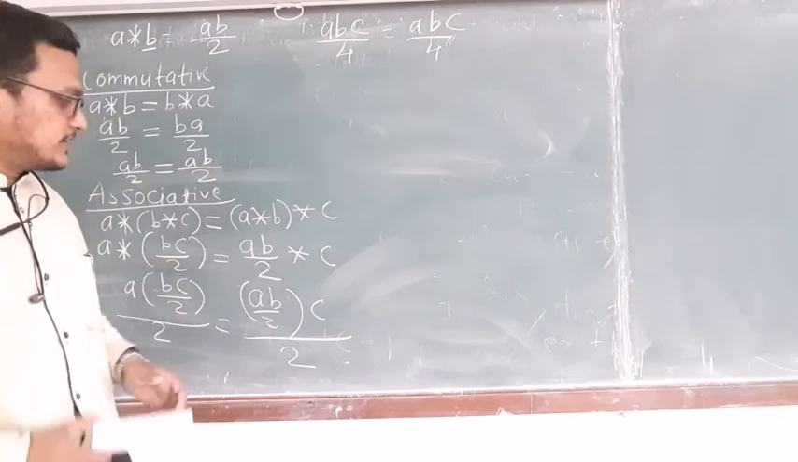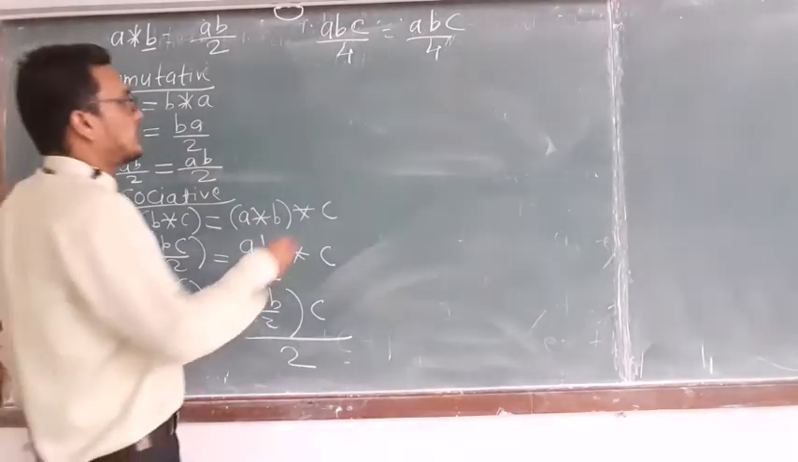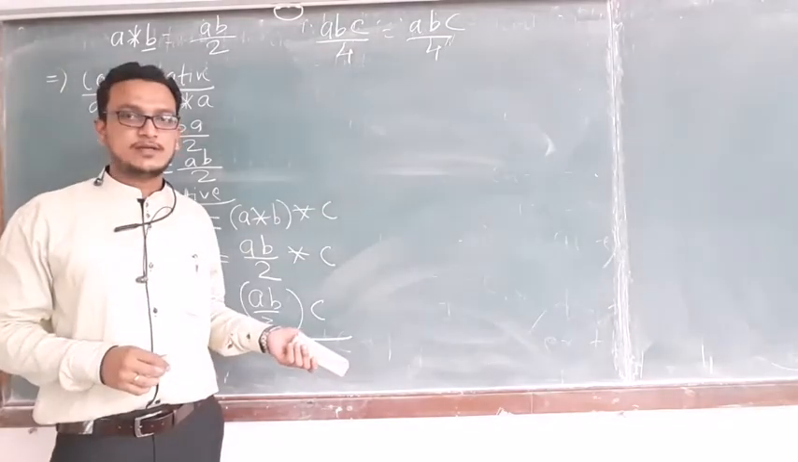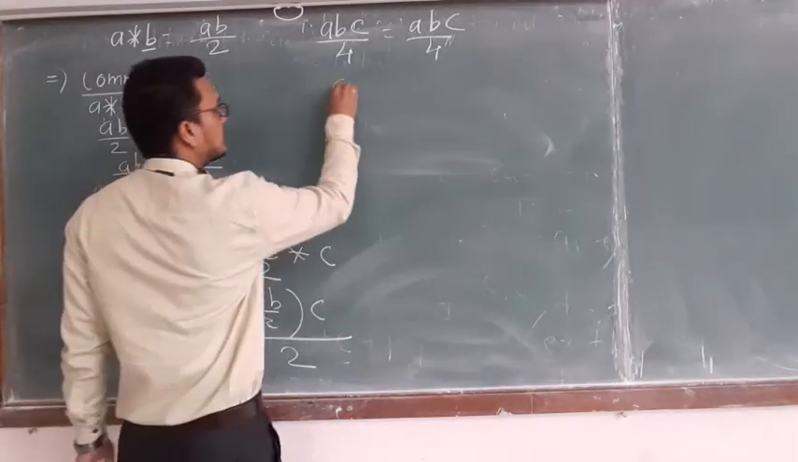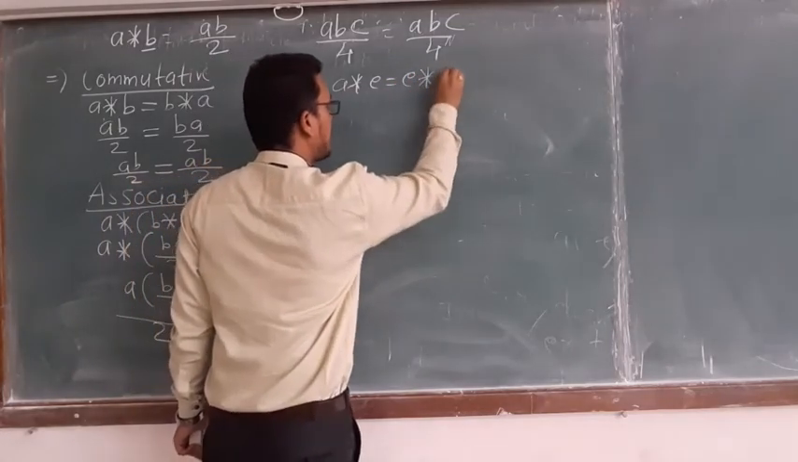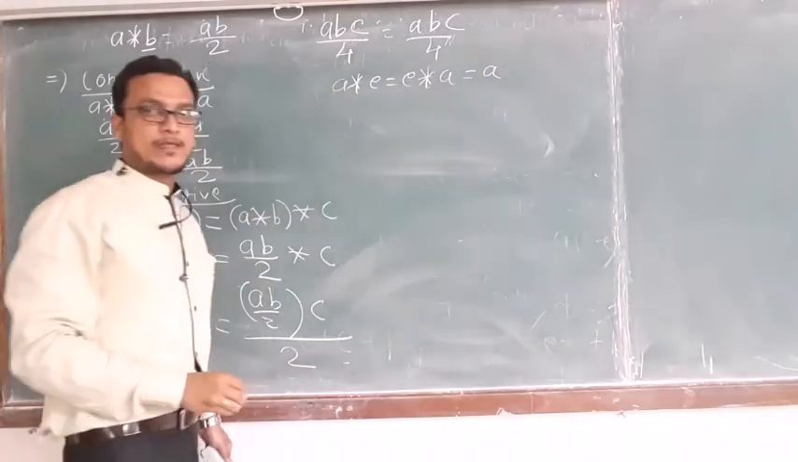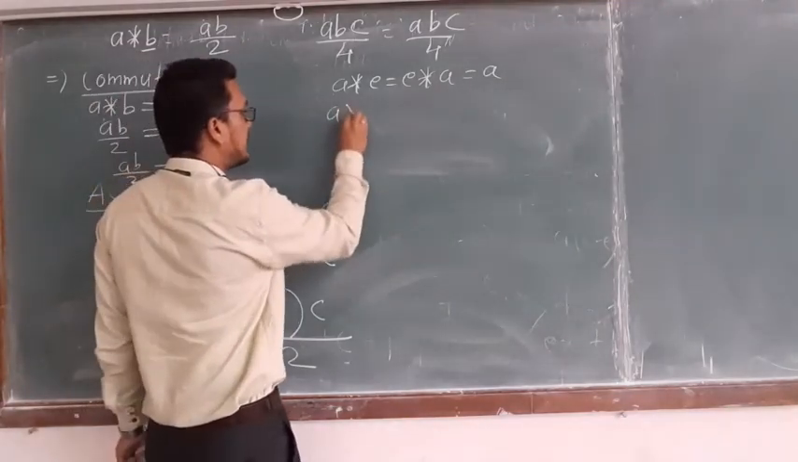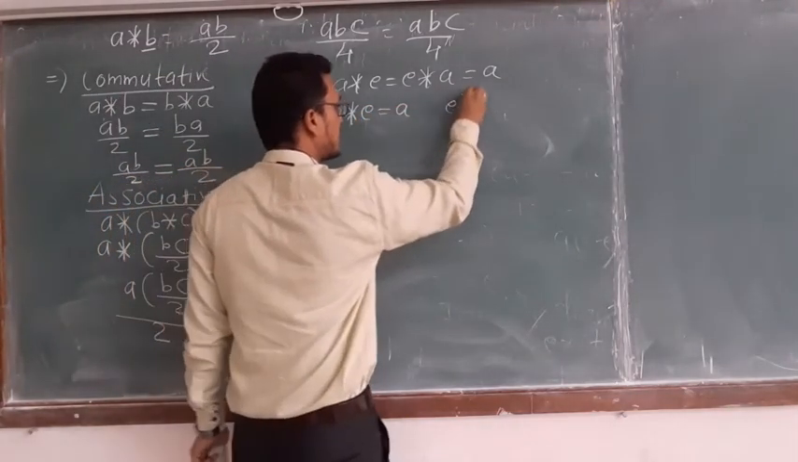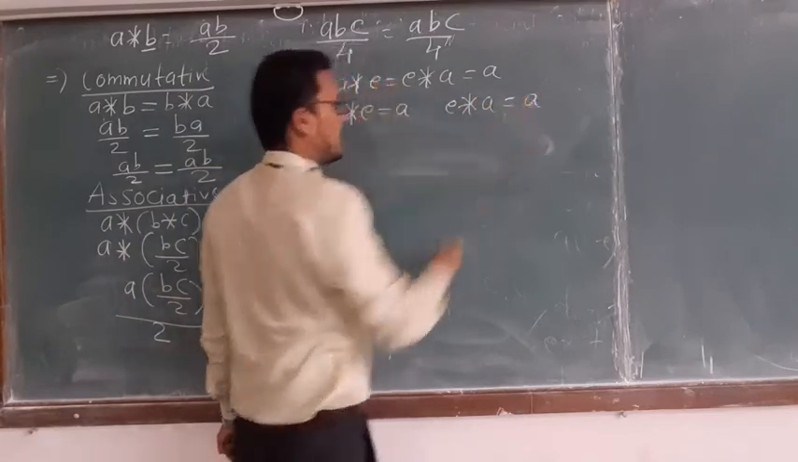Yes, next part is the identity element. So for that, as usual, we will write that let E be the identity element, and the definition is that A star E is equal to E star A is equal to A. So let us take each part separately. A star E is equal to A and E star A is equal to A.